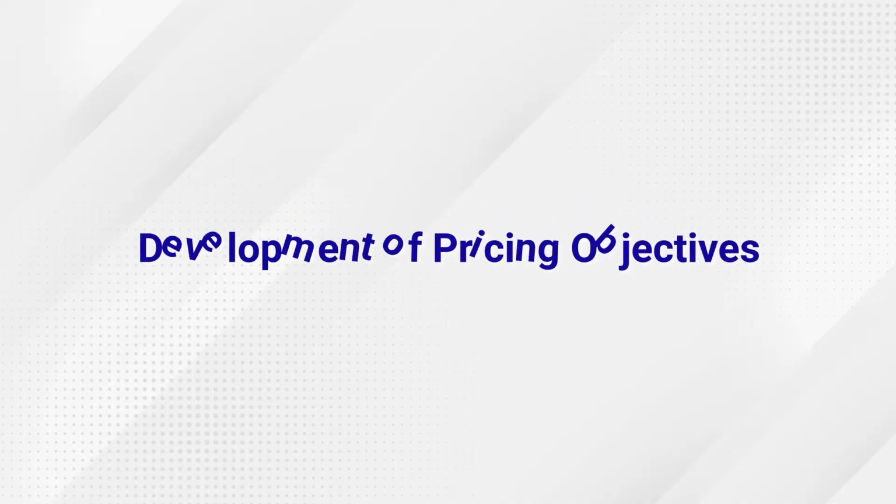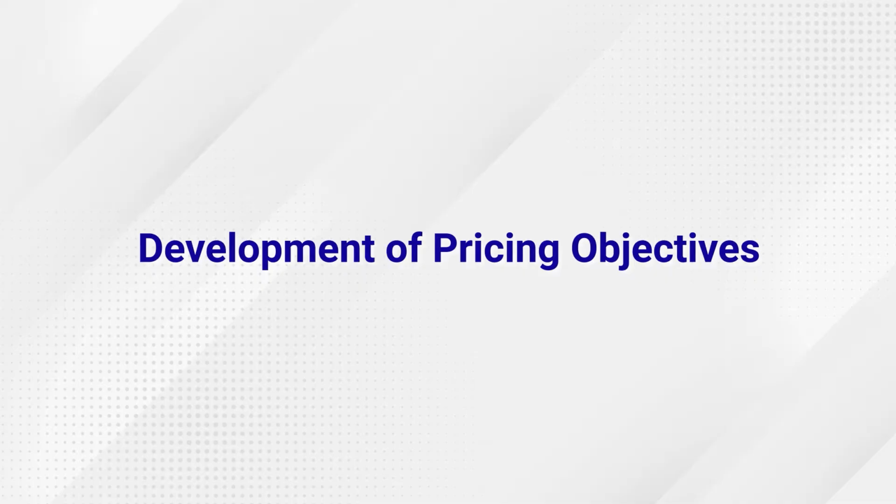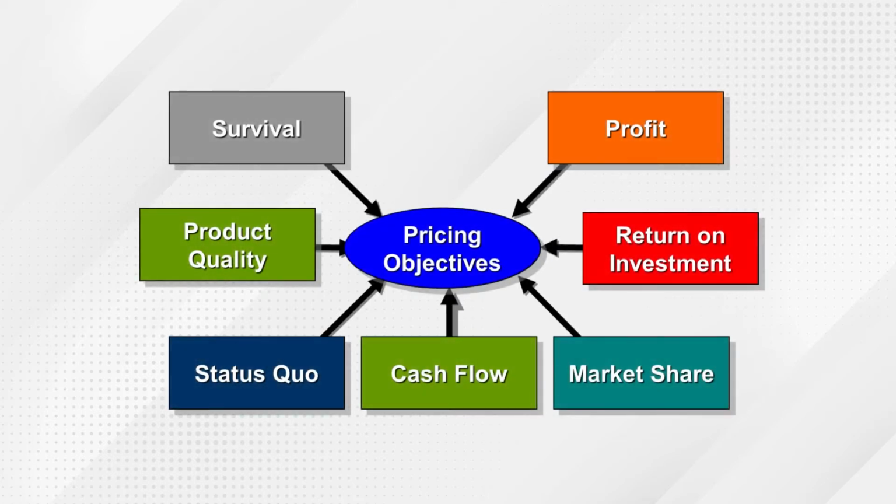So, how is it that price can be determined? I would like to emphasize the fact that price determination basically has to follow certain objectives. In front of every intelligent human activity, there has to be an objective. And in the case of price determination, the objective can be just survival of the firm.